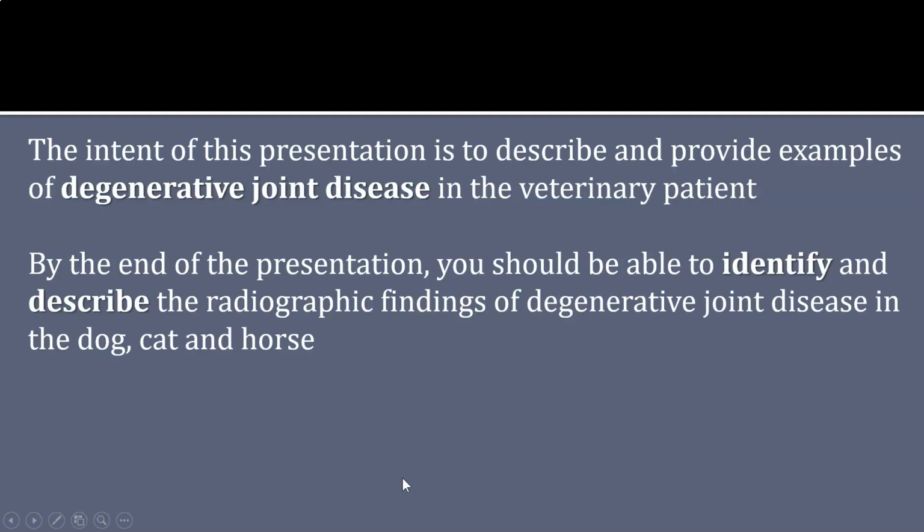The intent of this presentation is to describe and provide examples of degenerative joint disease in the veterinary patient, and by the end of the presentation, you should be able to identify and describe the radiographic findings of DJD in the dog, cat, and horse.